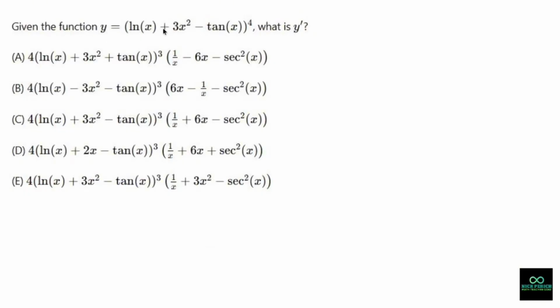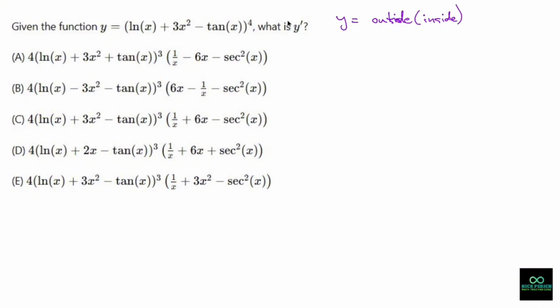Given the function y equals (ln of x plus 3x squared minus tan x) all taken to the fourth power, what is y prime? Well, this is chain rule. With chain rule, you are given y equals some type of outside stuff, and you have some type of inside stuff. And that's what we have here.